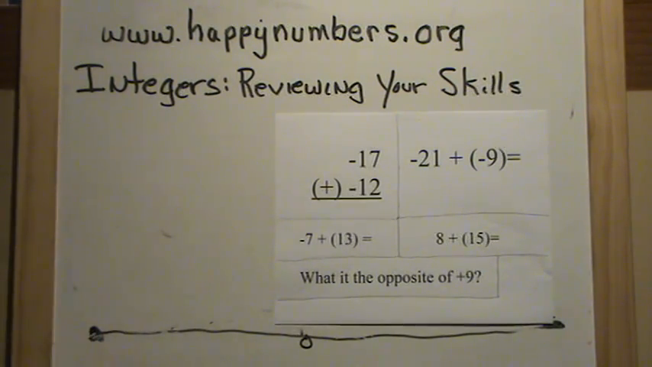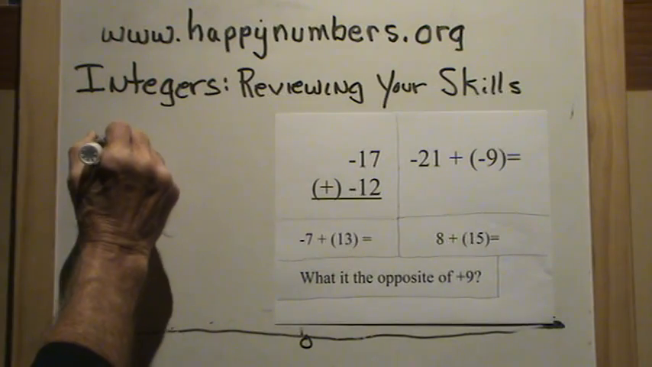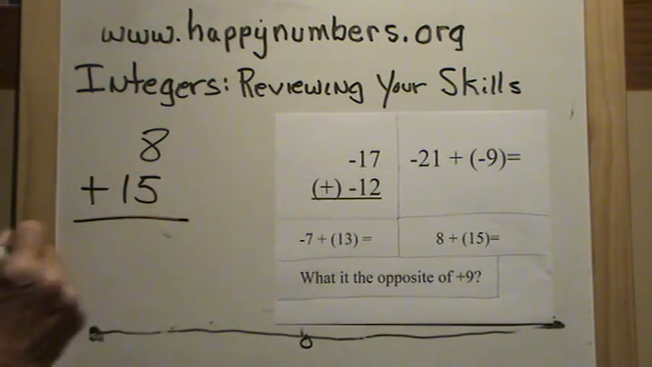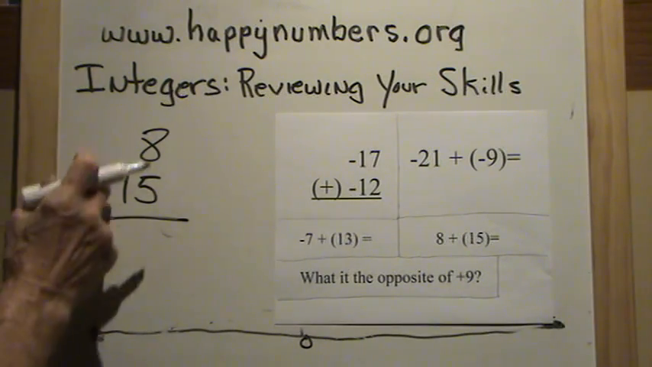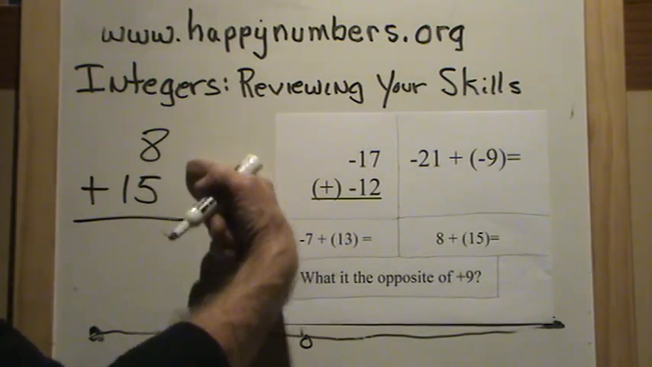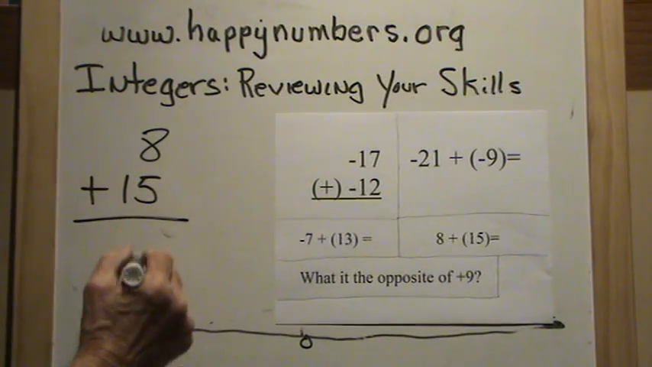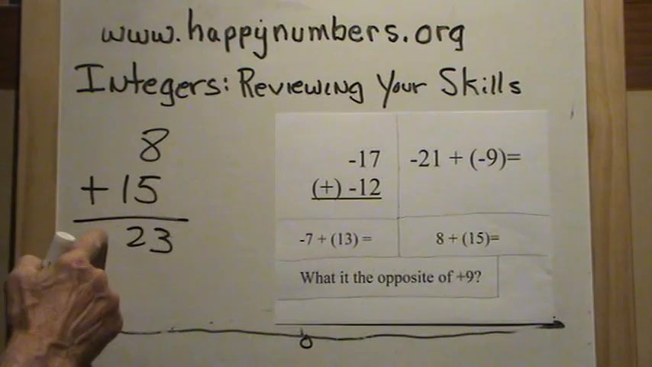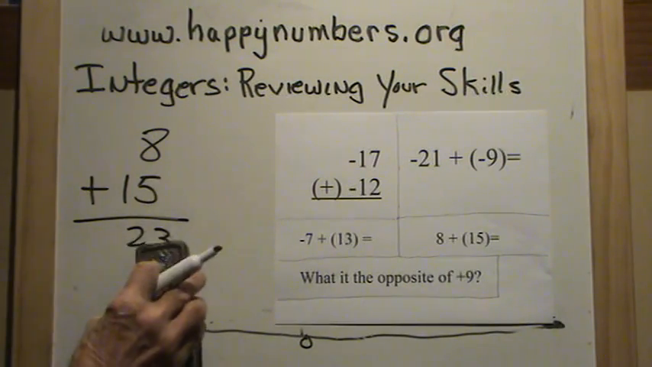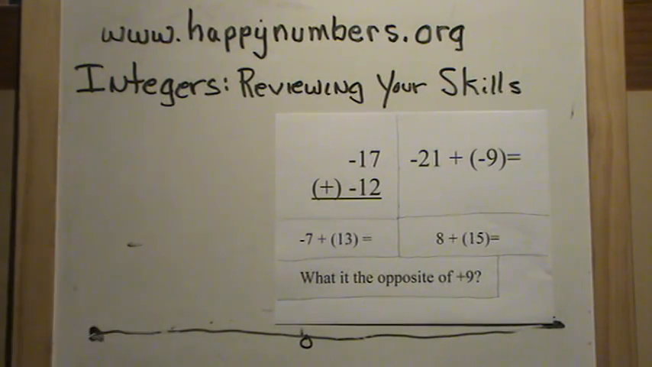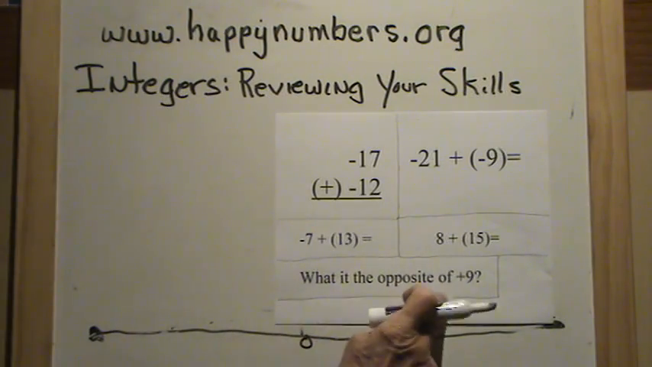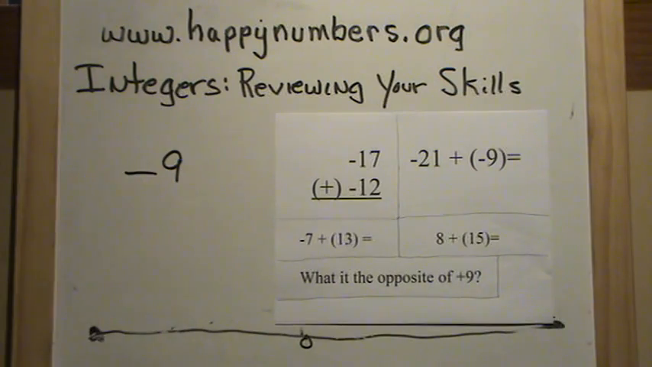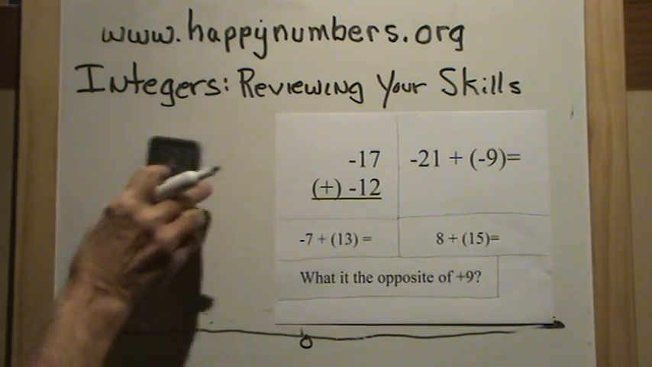Okay, next one. 8 plus 15. Well, I'm adding 2 numbers here whose signs are the same. Both of these numbers are positive, so I just combine them. So 8 and 15 is 23, and it's positive, so I don't have to write the sign. And what is the opposite of positive 9? Well, obviously, negative 9. Well, good.